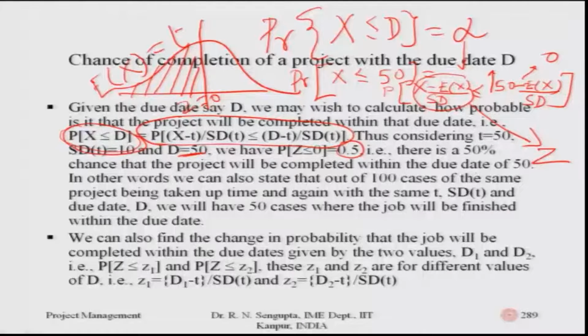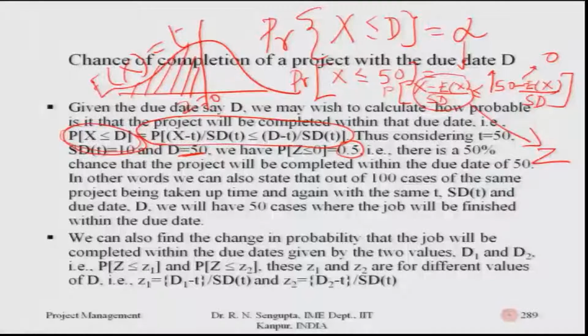In other words, we can also state that out of these 100 such simulations we need to do before you basically commit your resources, and you want to find out where the overruns could have happened or where they can happen. So, out of the 100 such cases, 100 can be 200, can be 1000, can be 1,000,000. I am just giving an example. 100 cases of the same project being taken up time and again with the same expected value of x, which is 50, standard deviation which is given as 10, and due date d, which is given as 50.